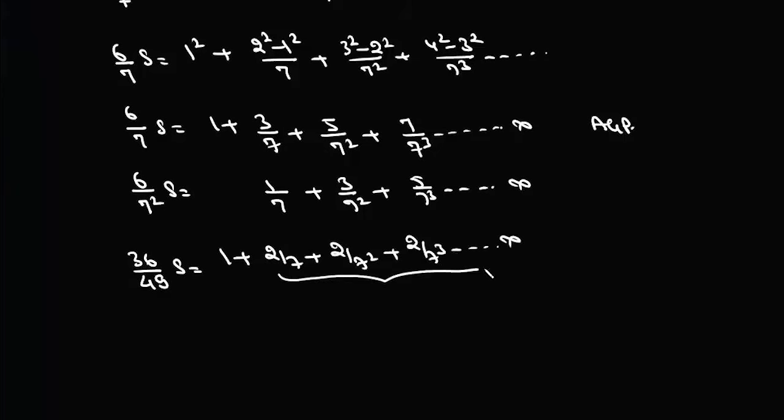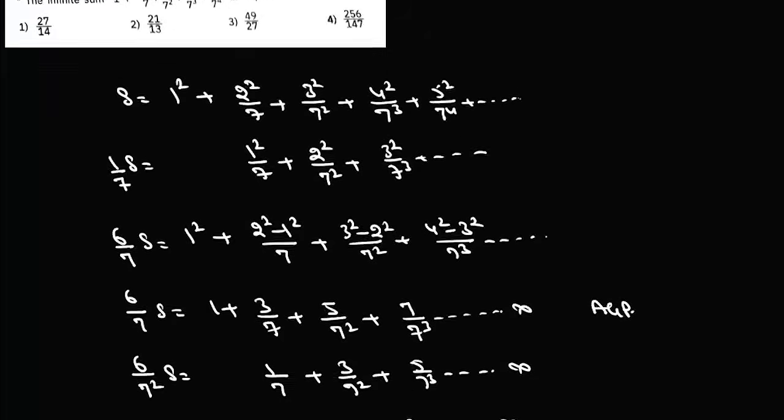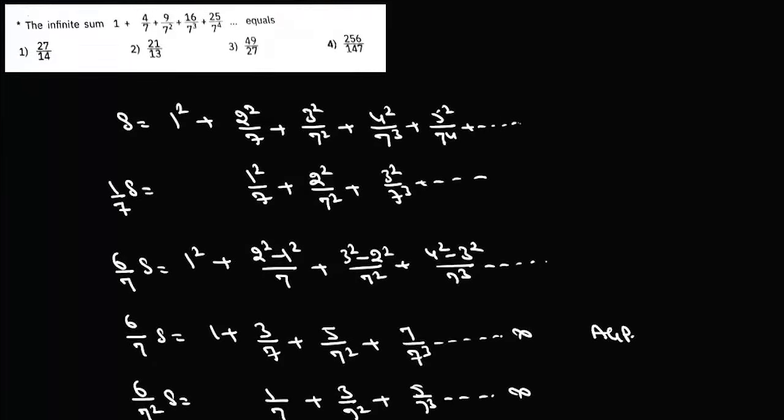Now this is nothing but a GP. So we can write 36 upon 49 S, and this is 1 plus a upon 1 minus r. So it will be 2 by 6, 1 by 3. 1 plus 1 by 3 is 4 by 3. Now this is 9. So this S will be simply 49 by 27. So the sum of the series is 49 by 27, and that's your option C.